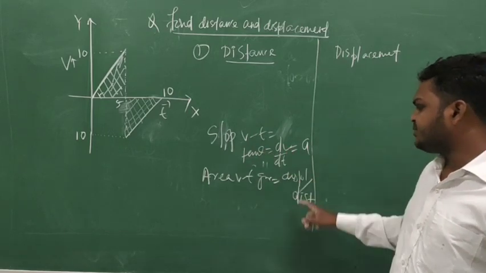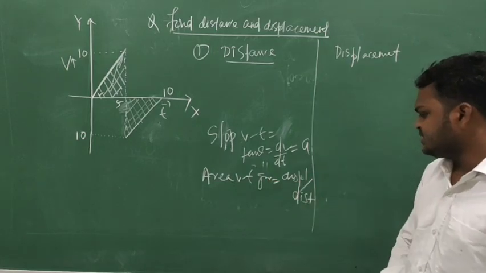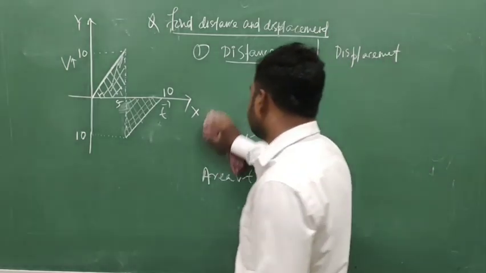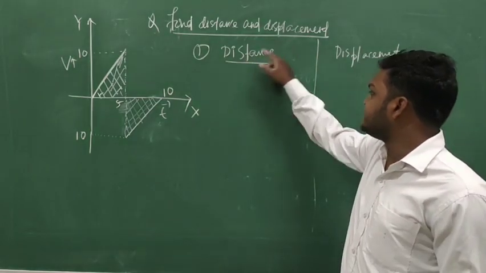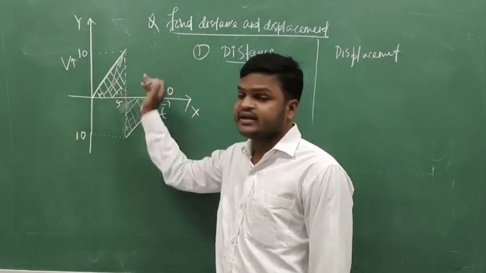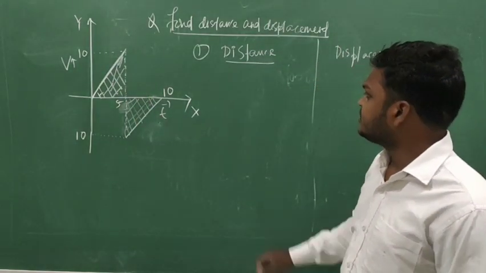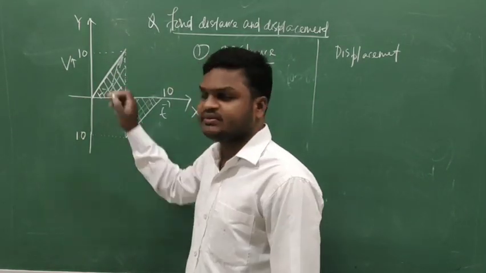So slope of the VT graph produces acceleration and area of the VT graph produces distance or displacement. So in this case we want to calculate distance and displacement. So we take the area under the VT graph. In this case, how much area is covered by this VT graph?